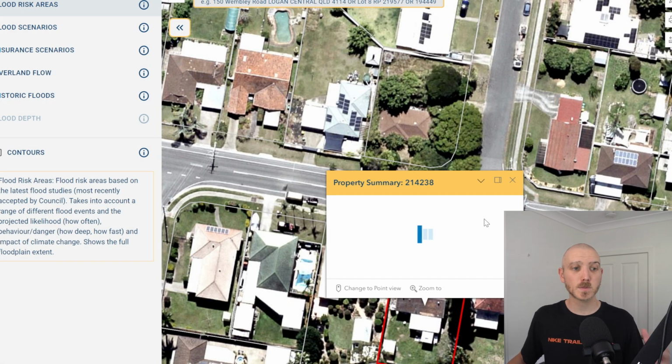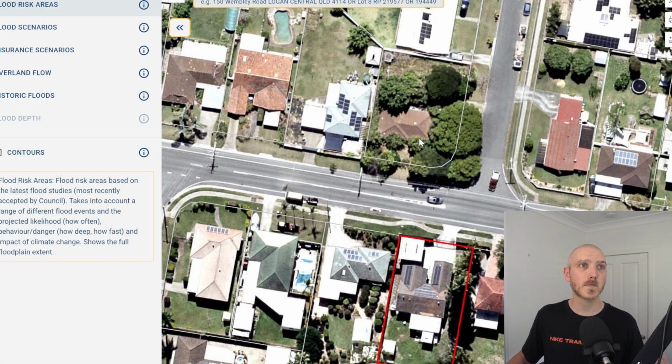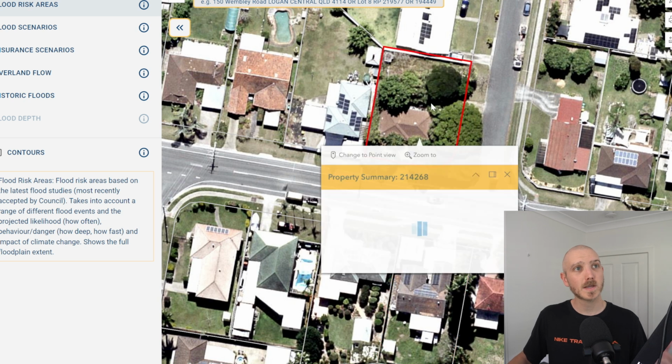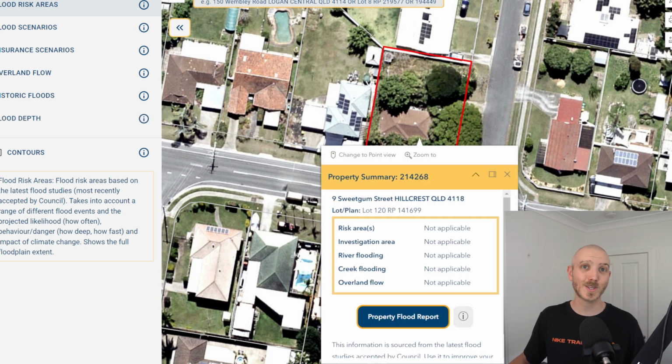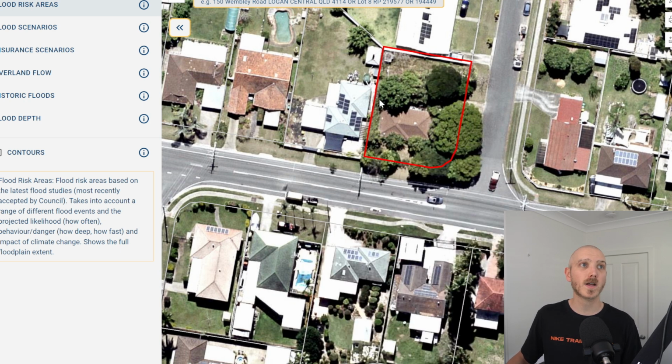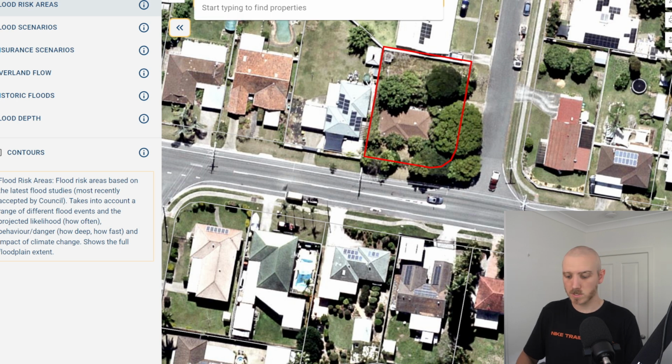Very similar to Brisbane City Council, you'll be able to get a property summary. So this was the property we did a recent client purchase review on, which is on the YouTube channel if you want to see that. And you can see you can run a flood report and there's no flood concerns in the center of Hillcrest in this suburb. But let's look at my childhood home.